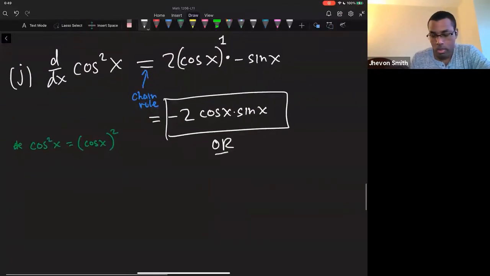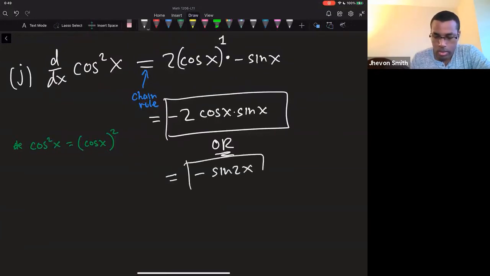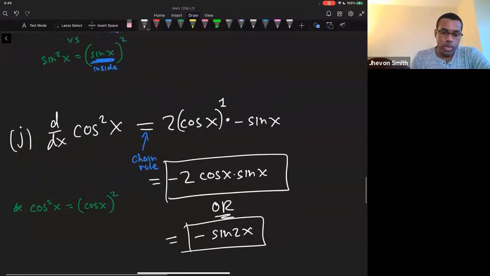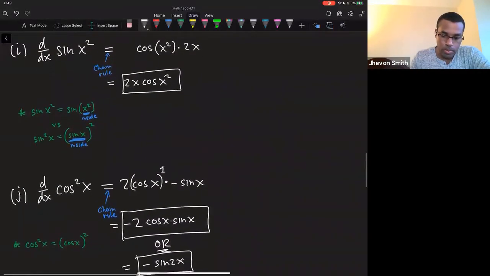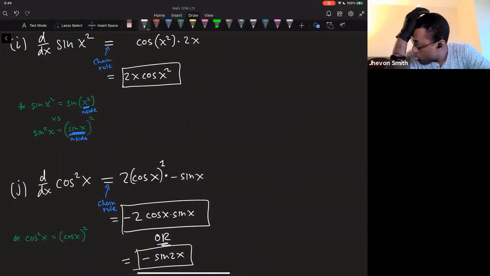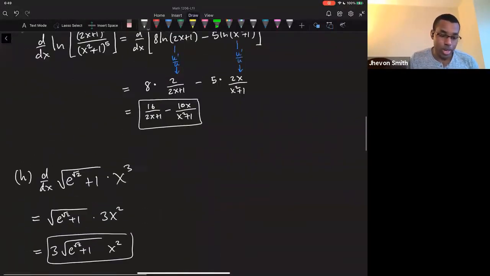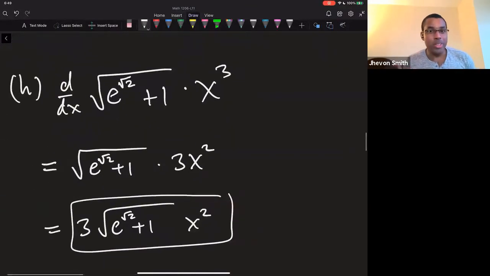Or minus sine 2x, actually. Right? So these two problems here, not super difficult, provided that you're paying attention to notation. And this one here as well, it's not difficult, provided you're paying attention to notation. So yeah, these are the kind of problems where students will get into a lot of trouble just because they're not reading correctly. And so, yeah.